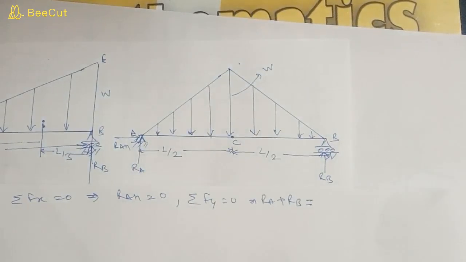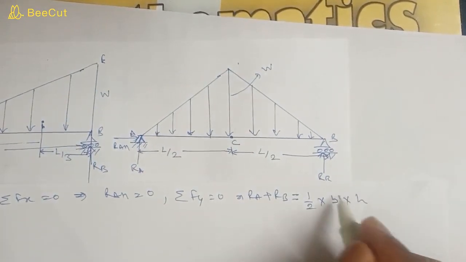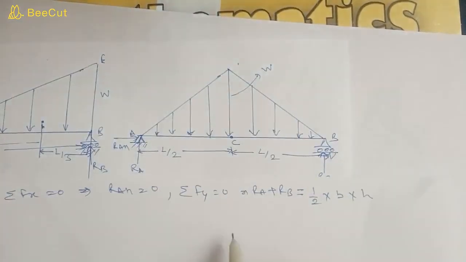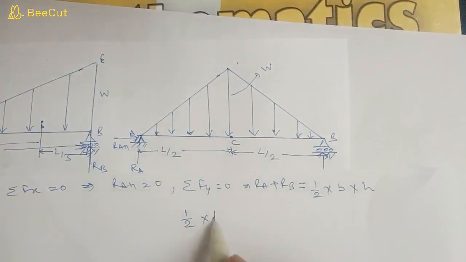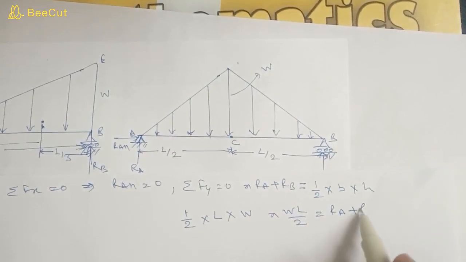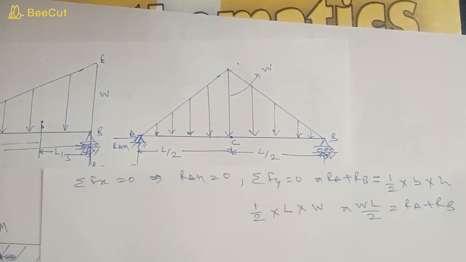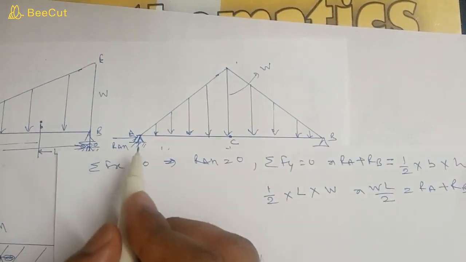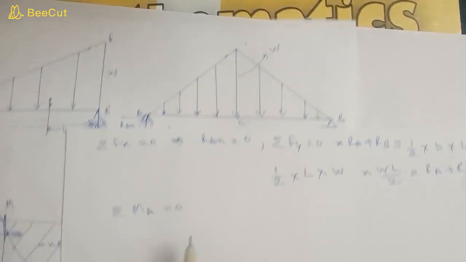So we can get half into base into height, which is equal to the area of this load. So this load will become half into base L and height W. So WL by 2 is equal to RA plus RB. Okay. Now if we take moment about A, about this point, then the sum of all the moments about A will be 0.